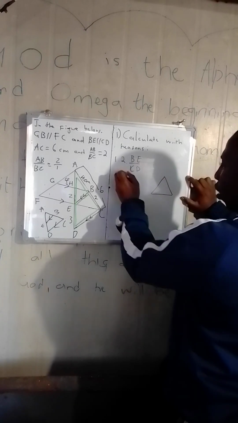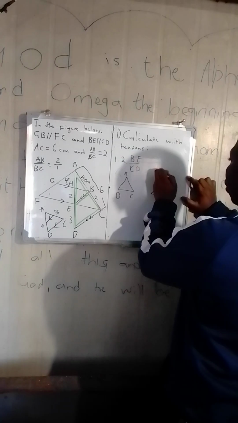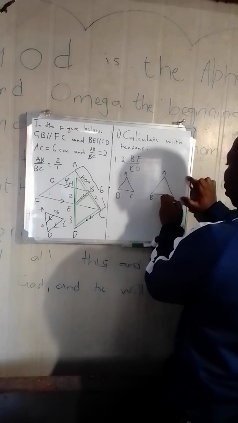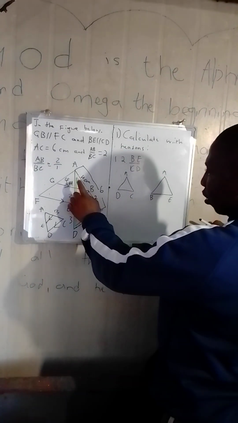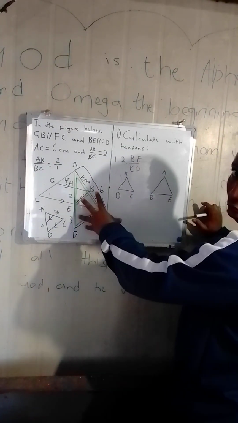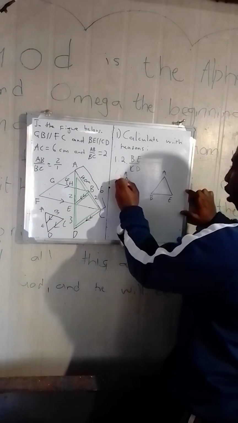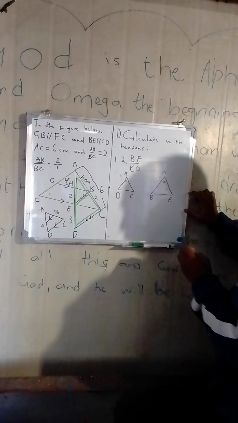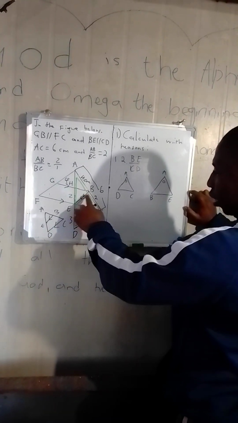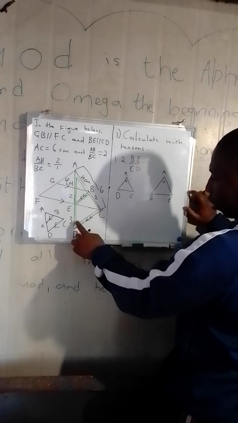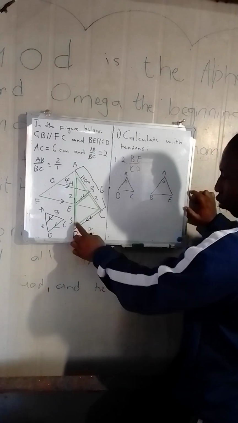So we have ADC. Then you have these two triangles, ADC and ABE. If you can check here, they share the same angle, which is A. So the angle here equals the angle here. Therefore, if you can check, this line is parallel to this line, so the angle here equals the angle here. It's corresponding angles. This one equals this one.